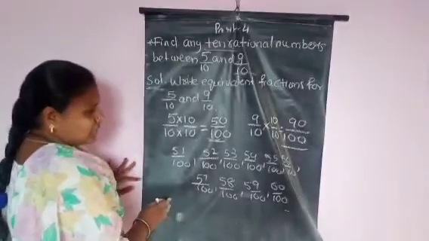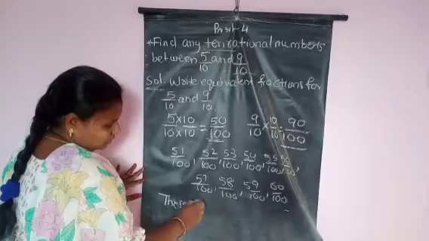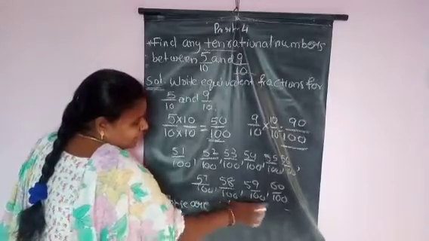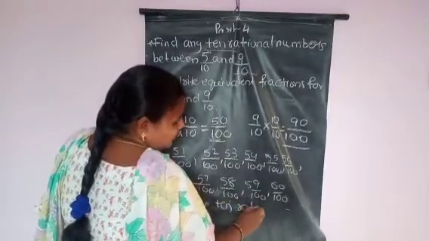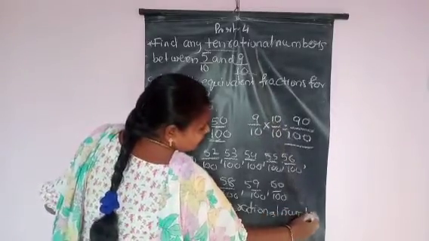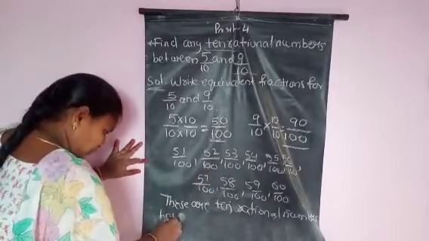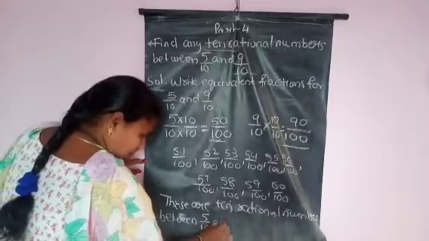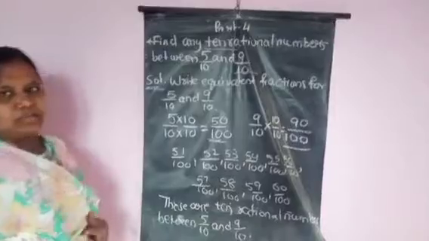Okay, write this, children. And these are rational numbers, 10 rational numbers between 5 by 10 and 9 by 10.